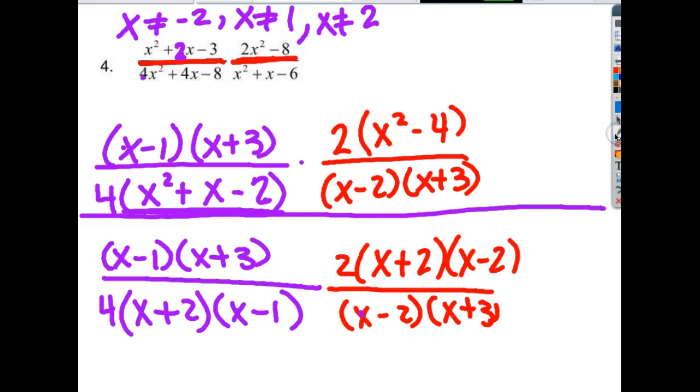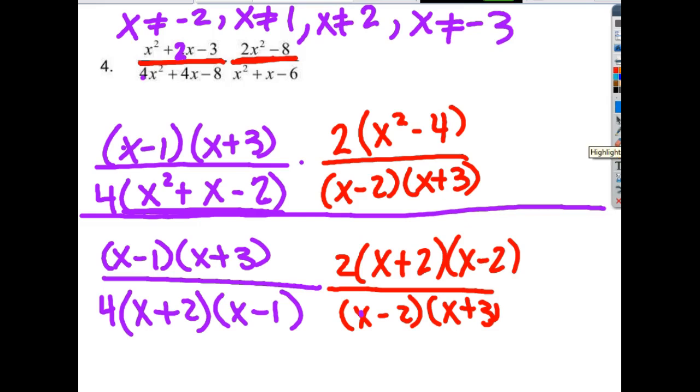And x cannot equal negative 3. The denominators, none of the terms in the denominators can equal 0. Okay, now we're ready to start canceling out.